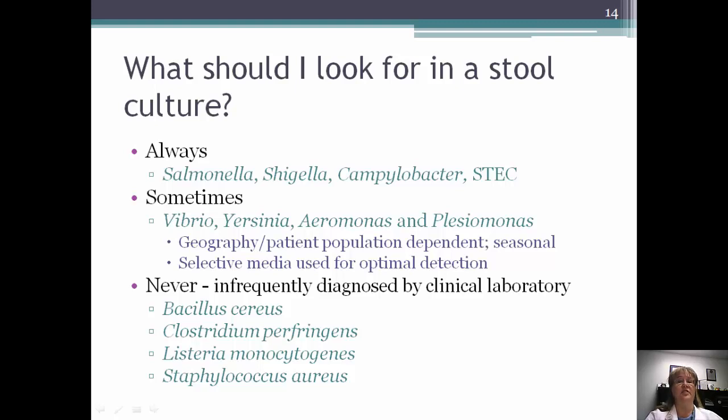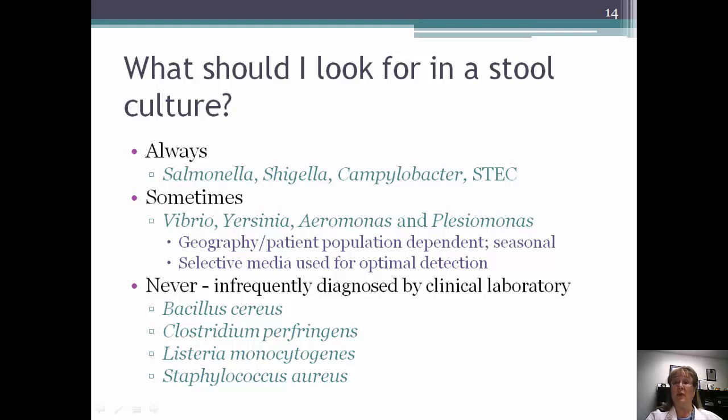The other organisms, such as Aeromonas, Plesiomonas, Vibrio, and Yersinia, I consider kind of the sometimes organisms. We should be looking for these organisms based on where we are geographically in the United States, the patient population that we serve, and whether or not there is some potential for seeing those organisms on a seasonal basis. There is some selective media that we'll be talking about that can be used to help optimize recovery of those organisms.